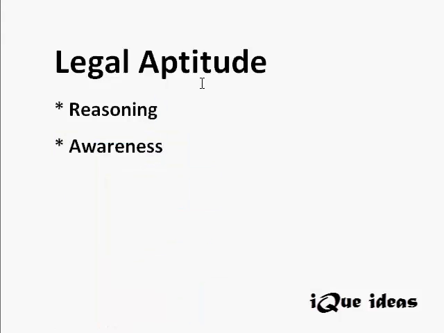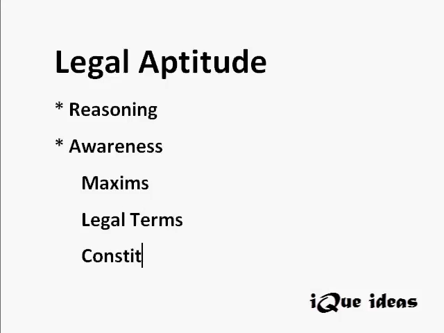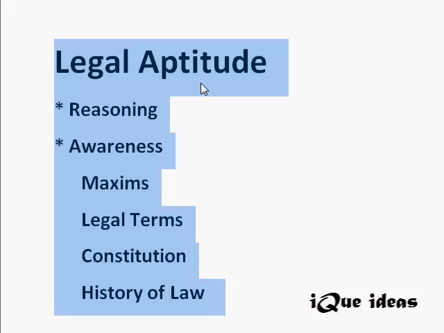In awareness, you could be asked questions related to the legal history of India, facts from the Constitution, facts pertaining to law of the land, and so on. So you would also do well to remember some basic maxims of law, certain legal terms, certain basic facts from the Constitution of India, certain basic facts from the history of law in India, so on and so forth. So this is what the legal aptitude section of any paper would generally comprise of.